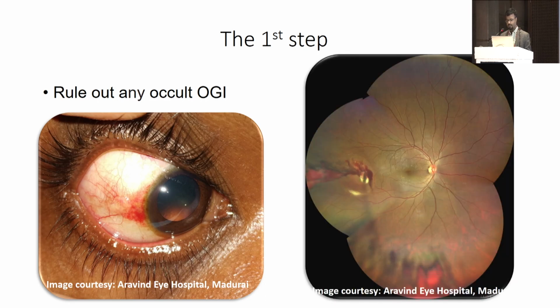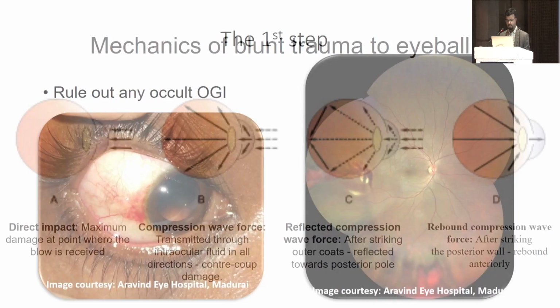What we find when we dilate the patient is an intraocular foreign body that has gone inside. So now the management changes, and we have to go for a vitrectomy with intraocular foreign body removal.